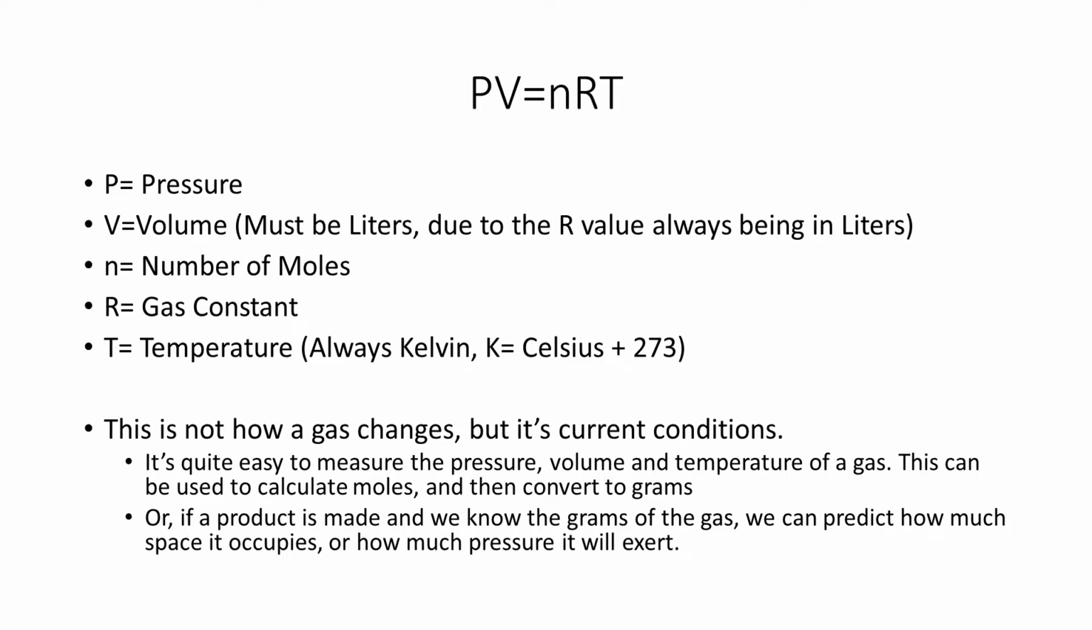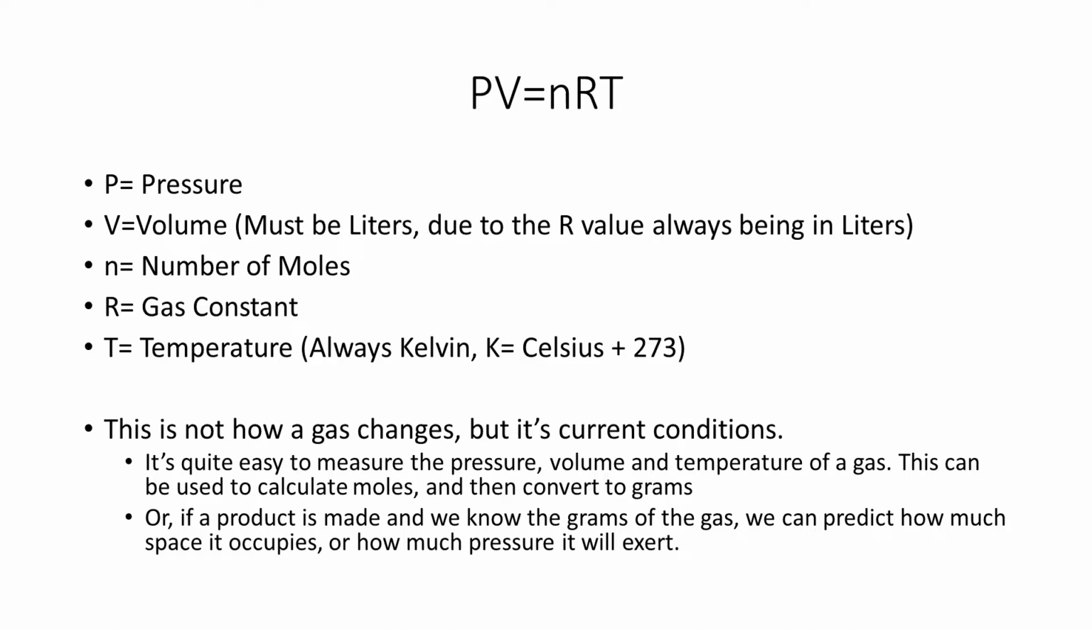P stands for pressure and may be any pressure unit that we've used so far, from atmospheres to kilopascals to millimeters mercury or torr. V is volume, and unlike the combined gas law, where we can use any volume as long as they match, here we must use liters. This is primarily due to the R value being listed in liters as well. N is new and stands for the number of moles. R is a gas constant, and we have several that will match the individual pressure units. And then, of course, there's temperature, which must still be in Kelvin, given the fact that 0 and negative Celsius will mess up the formula.